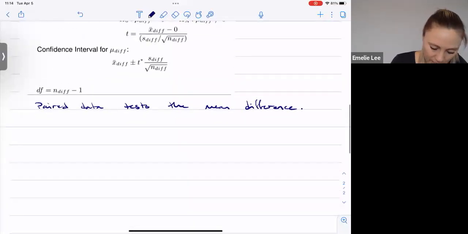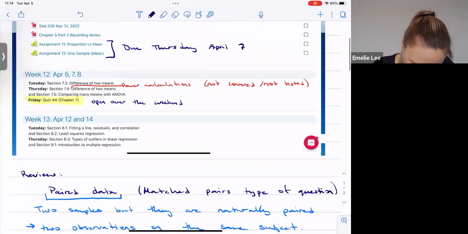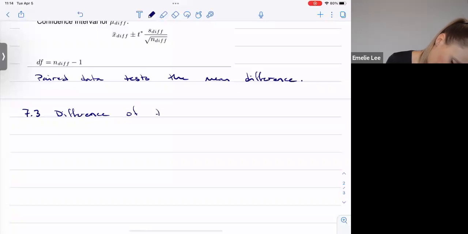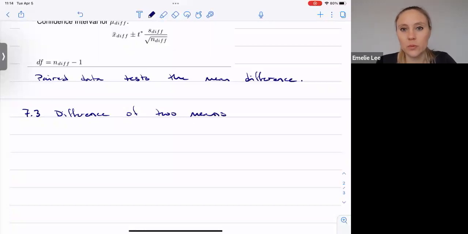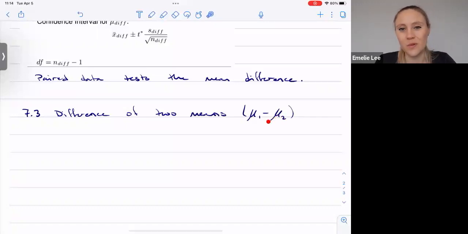Today, I think it's 7.3, the difference in means. In fact, let me just make sure, difference of two means. So what does that look like? Well, that means I have something like mu1 minus mu2. That's the difference in two means, mu1 and mu2.